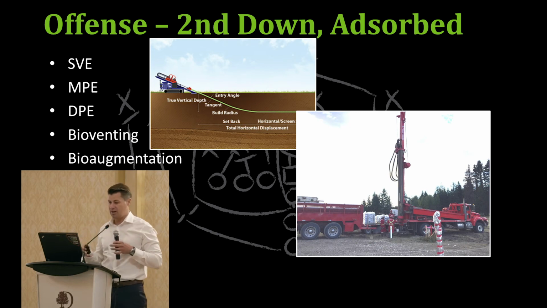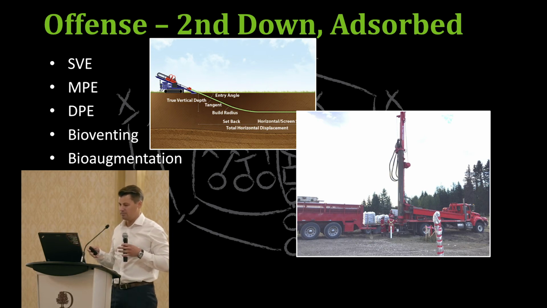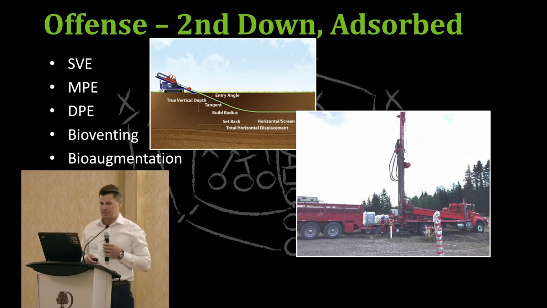But there are other things like bioventing, where you can put vertical wells around the perimeter of your plume, open them up to atmosphere, put extraction wells in the middle, and basically you're drawing fresh air in across the plume, enhancing biodegradation, feeding oxygen to the natural microbes, the hydrocarbon degraders that may be down there.